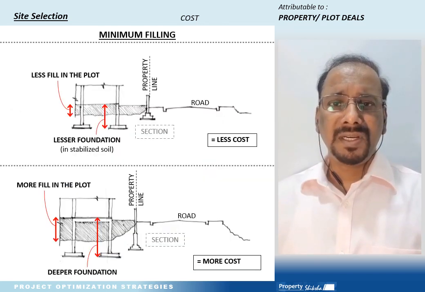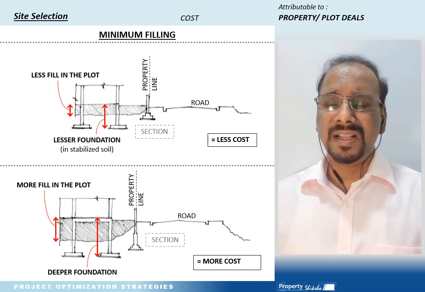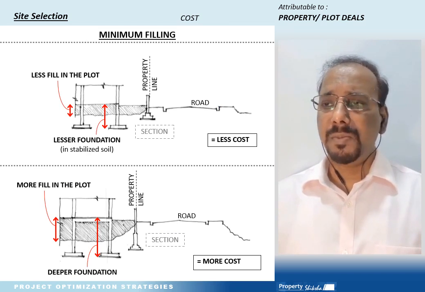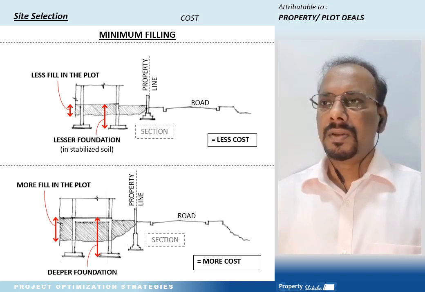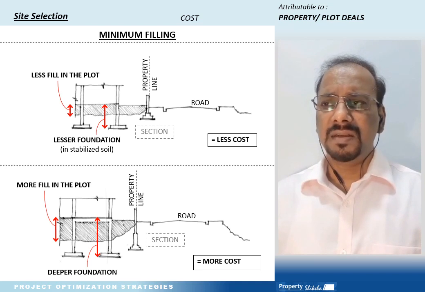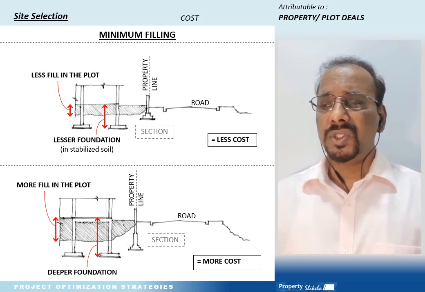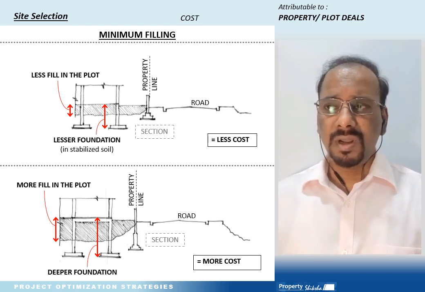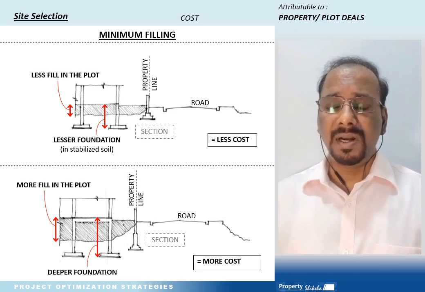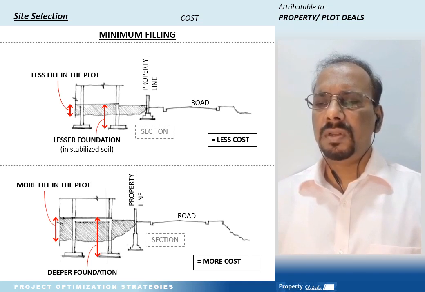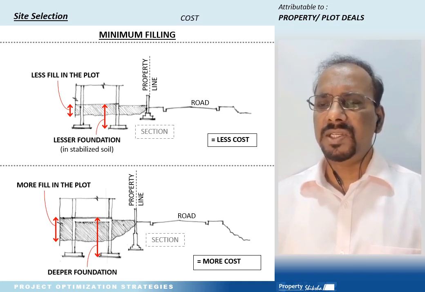Under project optimization strategies, my next point affecting the cost of the project and attributable to property or plot deals is again site selection. Under site selection, this point is dedicated to minimum filling at site, where a plot should be chosen almost equal to the level of the adjacent external road, which is an ideal condition, especially when there is no basement to be built. So here I have shown two diagrams, two sketches.